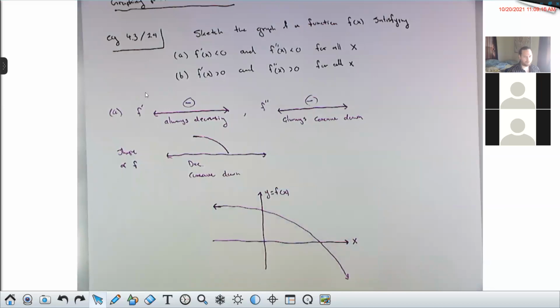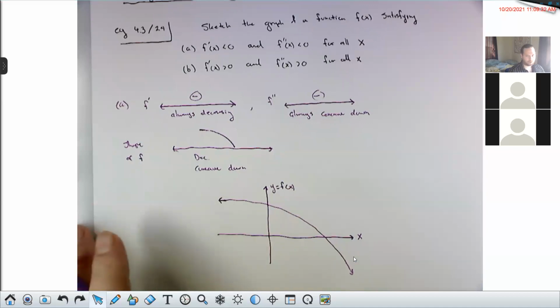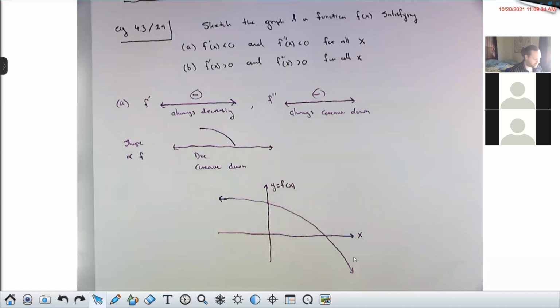But the point here is just to go, okay, we're always decreasing because f prime is always negative. We're always concave down because f double prime is always negative, which means the shape of the graph is always this decreasing concave down shape. And then just draw anything that is like that. Starting easy.